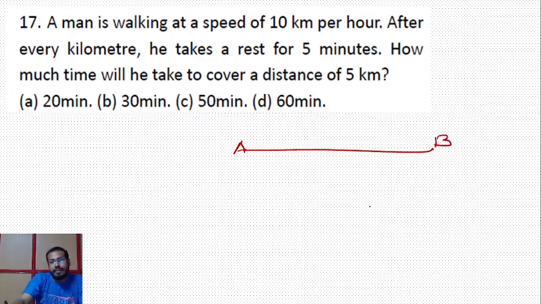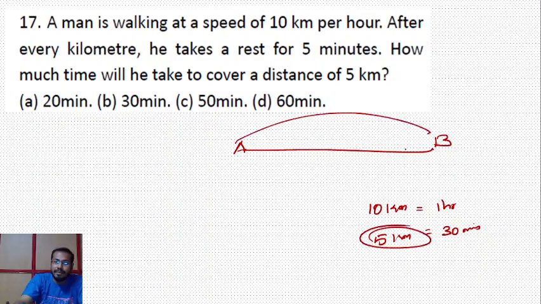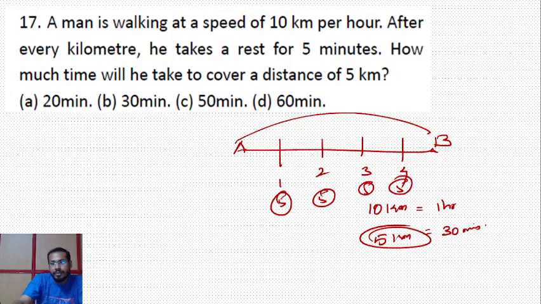10 kilometer per hour means for 1 hour, he travels 10 kilometers. He travels only 5 kilometers, so it takes only 30 minutes, right? So in 30 minutes he can complete the 5 km. But after every kilometer, first, second, third, fourth, then the fifth kilometer is over, he takes a 5 minute gap. So 5 minutes, 5 minutes, 5 minutes, 5 minutes, 20 minutes. 30 plus 20 is 50 minutes is the right answer. That's it.